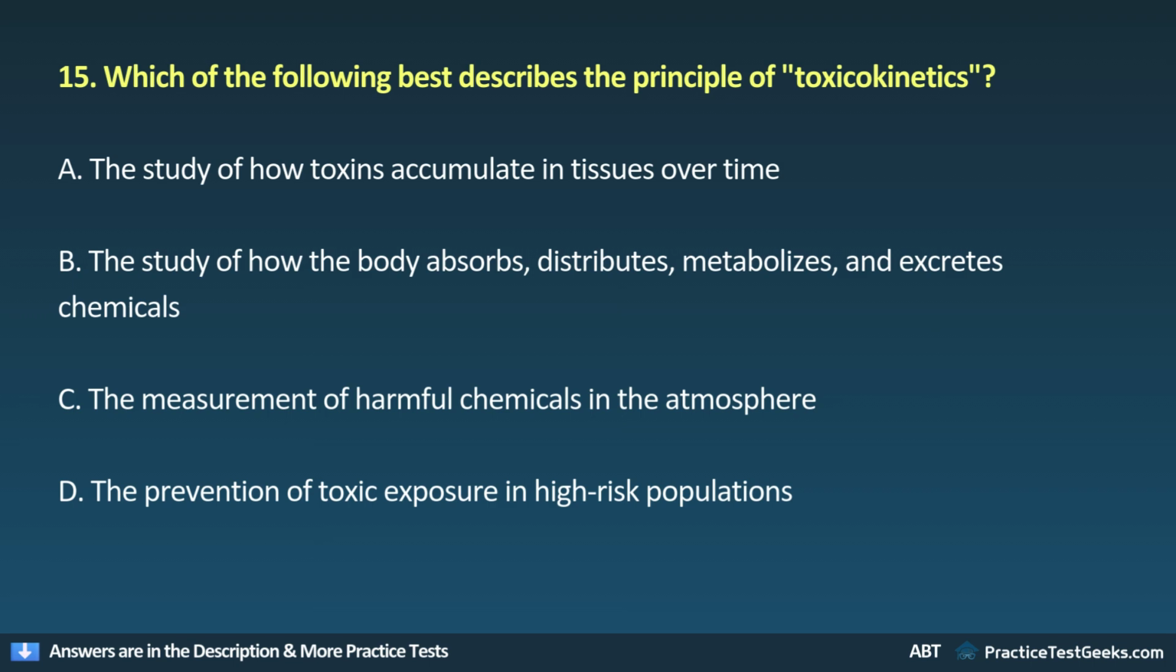15. Which of the following best describes the principle of toxicokinetics? A. The study of how toxins accumulate in tissues over time. B. The study of how the body absorbs, distributes, metabolizes, and excretes chemicals. C. The measurement of harmful chemicals in the atmosphere. D. The prevention of toxic exposure in high-risk populations.